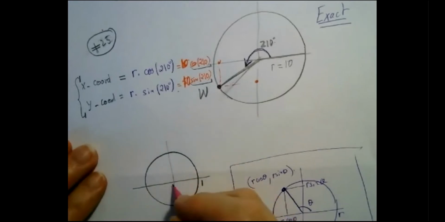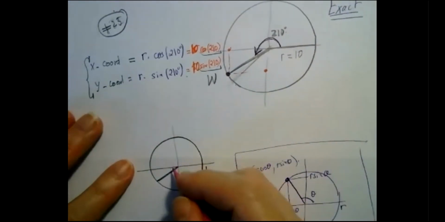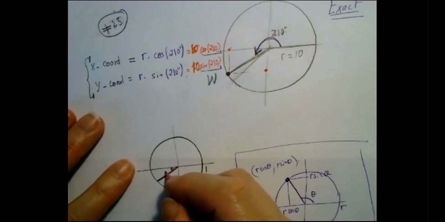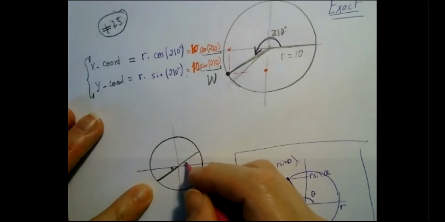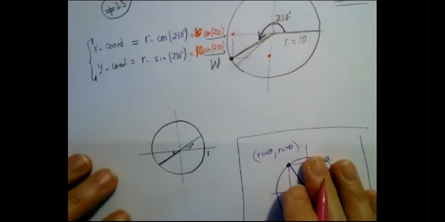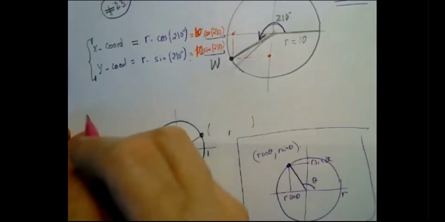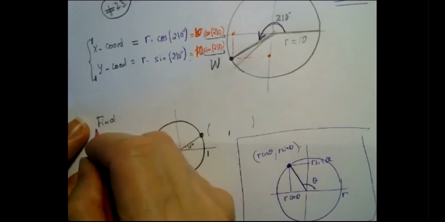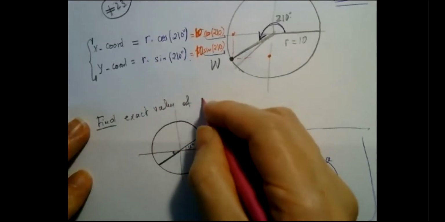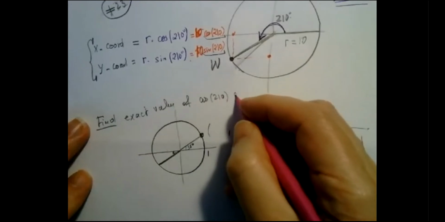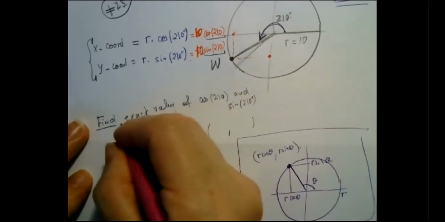So if I am on the unit circle, and this is 210, what's the cosine? Go after the reference, which is 30, because that's how far 210 is away from 180. So I'm going to draw 30 here. Now, what are the coordinates of this point? So here we're going to find the exact value of cosine 210 and sine 210. We're going to find the exact value of those and then substitute.